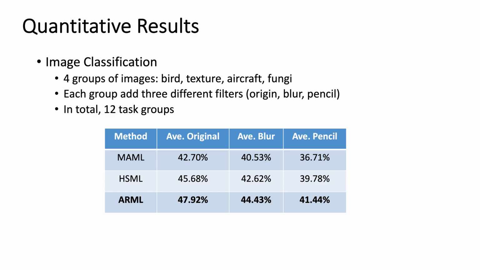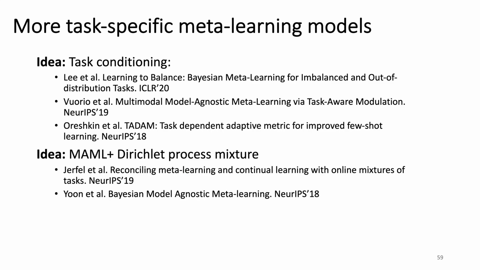So this is the first way to tackle task heterogeneity. I showed two representative methods. There are other task-specific meta-learning models. The first idea is similar to the previous HSML and ARML, using task conditioning, to customize or modulate for different tasks by using some task representations. In the ICLR 20 and different NIPS papers, they focus on both gradient-based meta-learning and metric-based meta-learning. Another idea is to use MAML with the Dirichlet process mixture. They use a Bayesian approach to add a prior and model the whole process, to encourage the model to distinguish different groups of knowledge within the tasks.